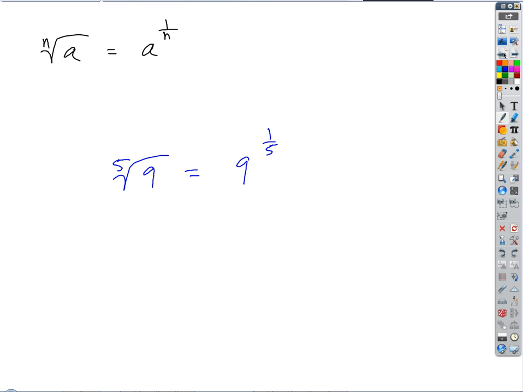So let's go back to this other page and let's go one step further with this. Instead of limiting ourselves to just one example with numbers, let's be general and let's use symbols instead. So that'd be like saying, for example, what's the nth root?